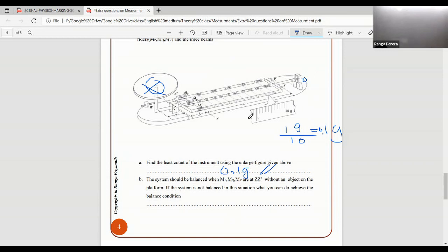If it is not so, what should you do? You should fine tune the adjustment screw. We call it the adjustment screw. I told you that. So you fine tune the adjustment screw until the beam comes to the 0 location. I told you that part, right? Just write, if you haven't written it, by fine tuning the adjustment screw (W).